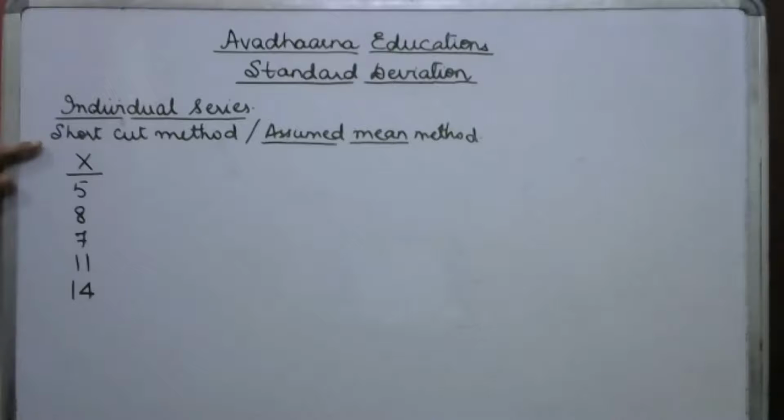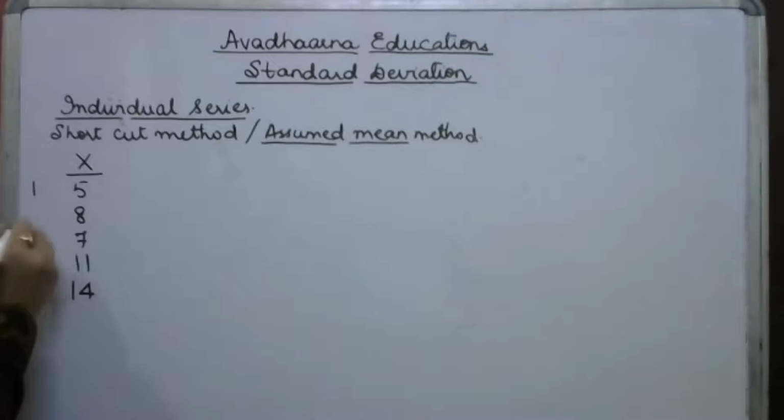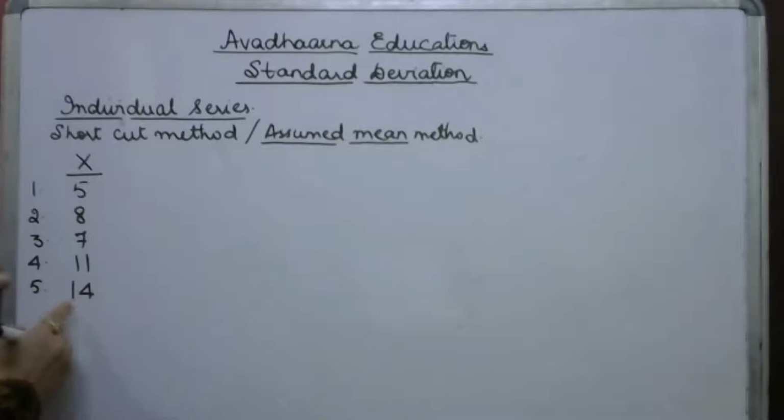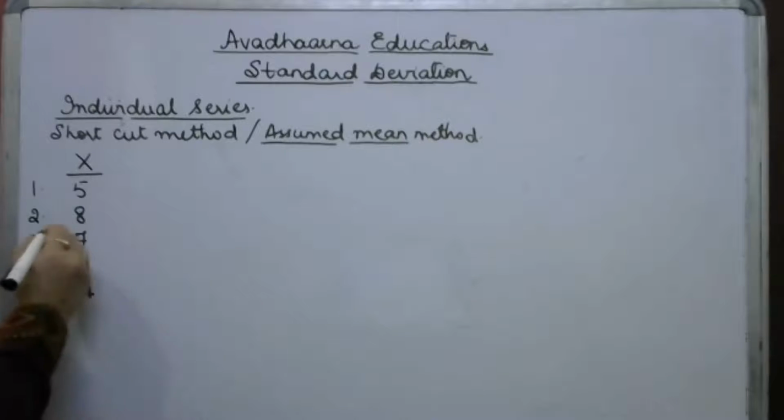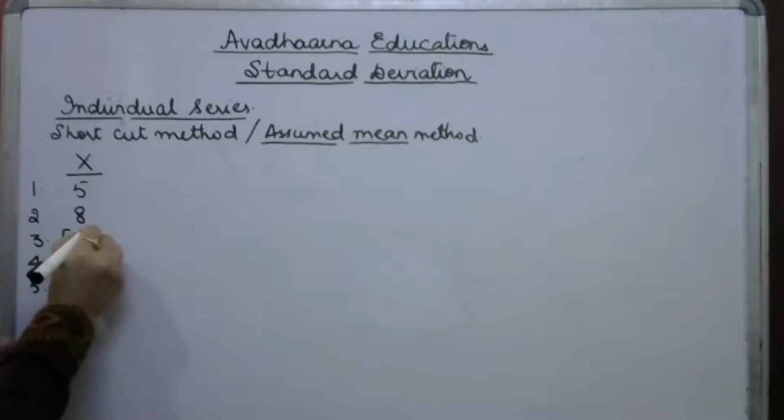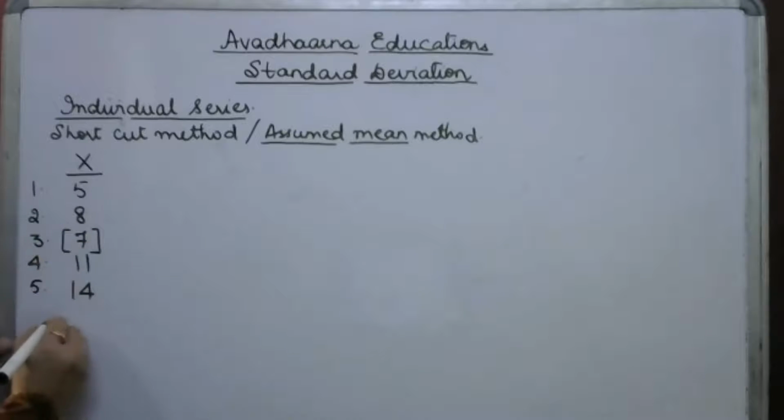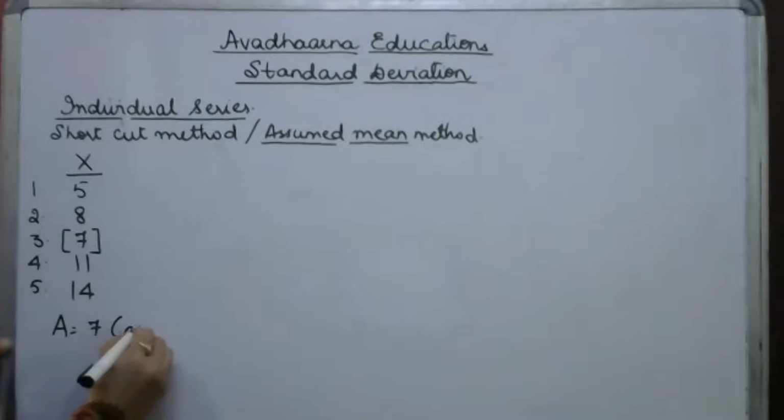Now let's solve this question. This is an individual series. The items are 5, 8, third item 7, fourth item 11, and fifth item 14. So n in our case is 5. Let's take 7 as assumed mean. So A is 7 and it is the assumed mean.